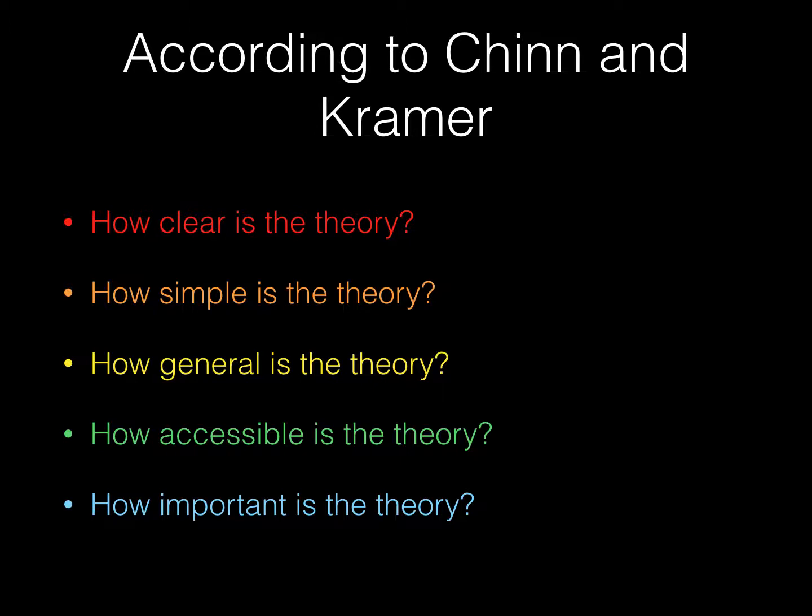All right, and then according to Chin and Kramer, how clear is the theory? Is it understandable? Yes, it clearly lays out different types of patients and how they might handle their self-care in a chronic illness. Chin and Kramer state that when the definitions reflect general and specific traits, clarity is enhanced.